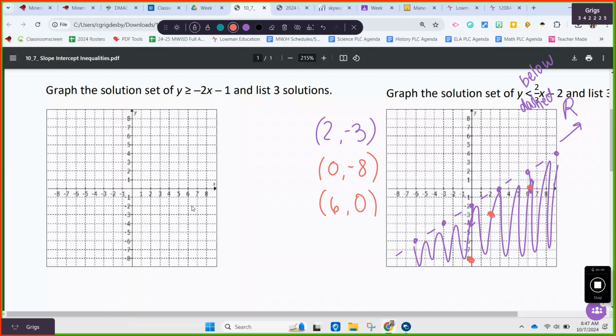Let me ask you a question. Is 3, 0 a solution set? No. Why not? Because it's a dotted line. When it's on a dotted line, these are not going to be part of your solution. Okay? Which ordered pair do you want to choose to check? Pick one of them and check. Or if you picked a different one, pick an ordered pair in the solution set, plug it in to check.